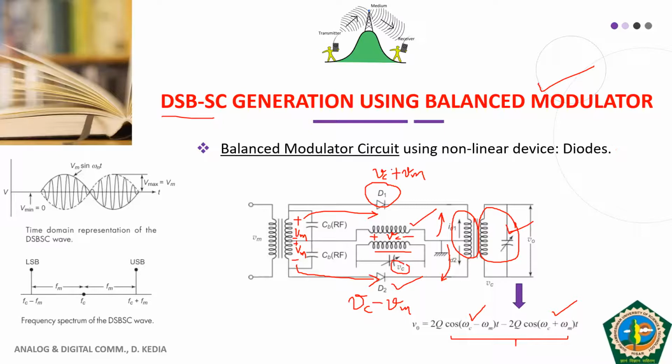Next. In double sideband suppressed carrier generation, we have seen the simple multiplier. We have seen the multiplication using a balanced modulator, that is, generation of a double sideband suppressed carrier signal using a balanced modulator, and removal of those unwanted components with the help of a tuned circuit.